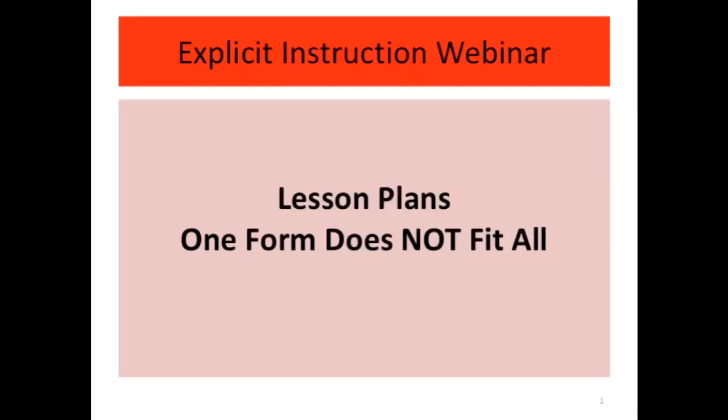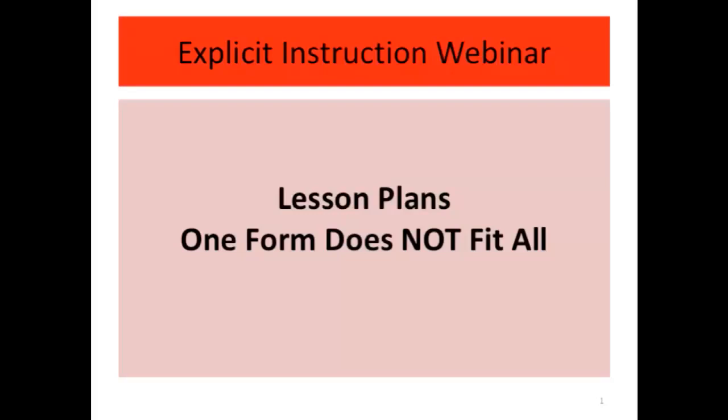I love the fact that I get to talk about this topic. Now, I know it's not the most exciting webinar topic that we've had, but it's an issue out in school districts. And so this is on lesson plans. And basically, the big idea is one form does not fit all. In fact, sometimes we don't even need a form. So we are going to look at this in a broader perspective.